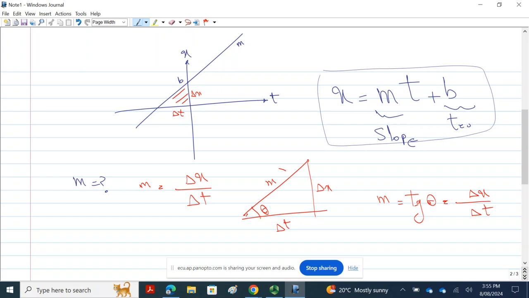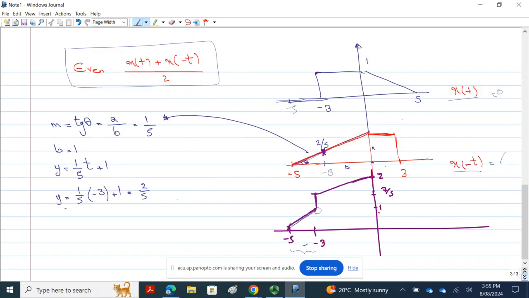So I have all these values. All I need to do is replace t in that equation. I'll do the same here. If I find the equation for that line, the red line, and put t equal to minus 3, it gives me the value on my axis. So that's what I do.